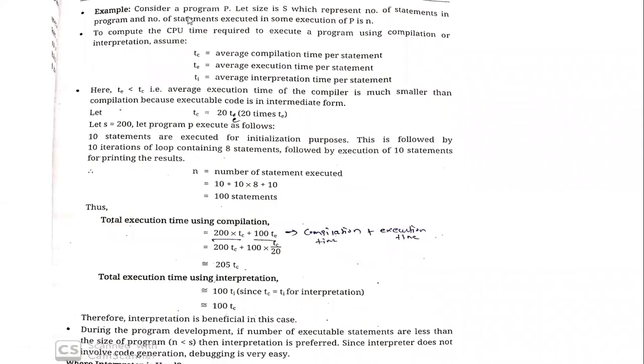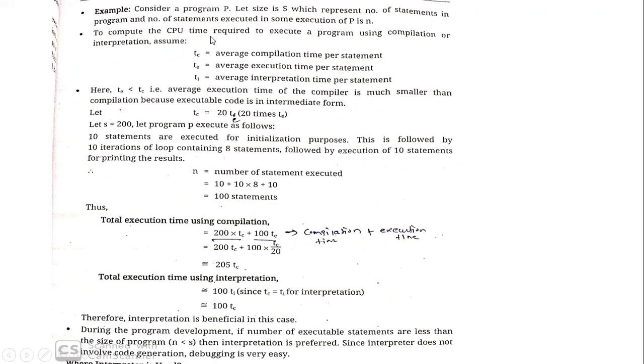Here we can see a program P. In that particular program P, we can have some statements regarding the program P. We can consider size is S, which represents the number of statements. Here size is given to that particular program. Then the number of statements in the program, that is S, and the number of statements executed in some execution of P is N. N is nothing but the number of statements executed. Now, how that interpreter is efficient in that particular environment, that example will be shown.